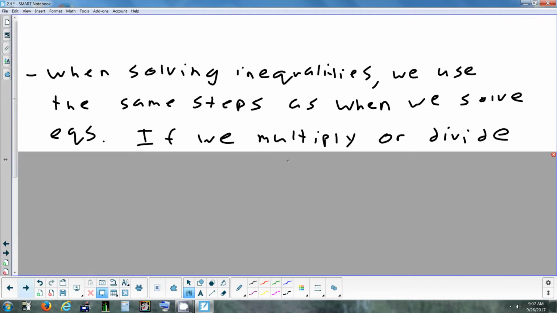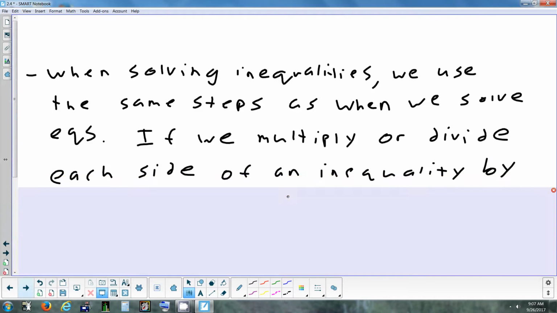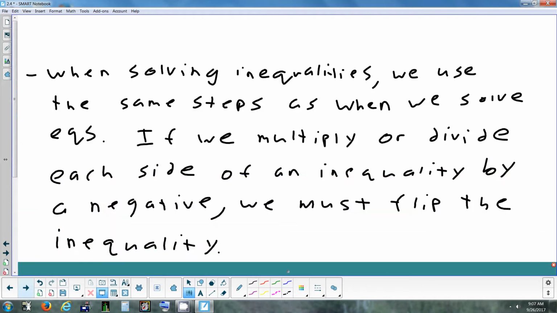So if you do have to isolate it, you pretty much use the same steps as when you're solving an equation. But does anybody know what you have to be careful about with inequalities? It's kind of a hint on the board, but I didn't fully write it out. Yeah, Jane? When you divide by a negative, you have to flip the sign. Yeah, when you multiply or divide each side by a negative, you have to flip the sign of the inequality. Okay, so that's pretty much the only thing that's different about solving inequalities. You multiply or divide by a negative, flip the sign.